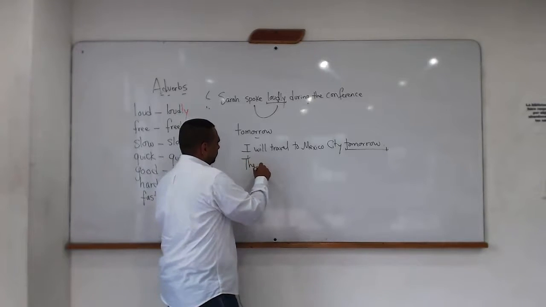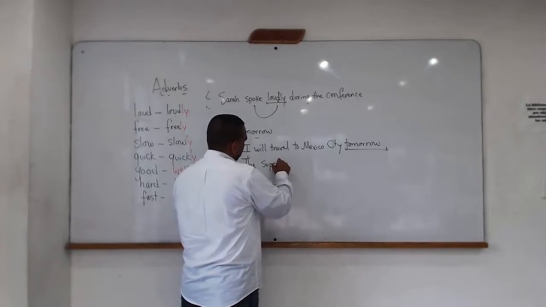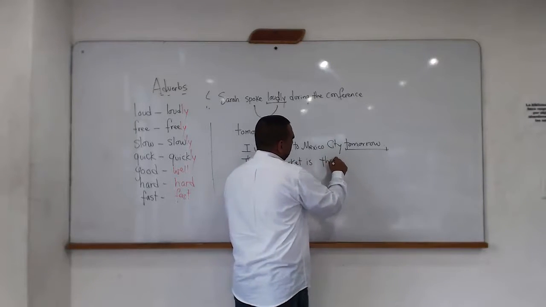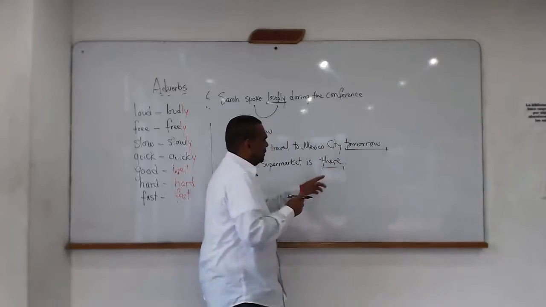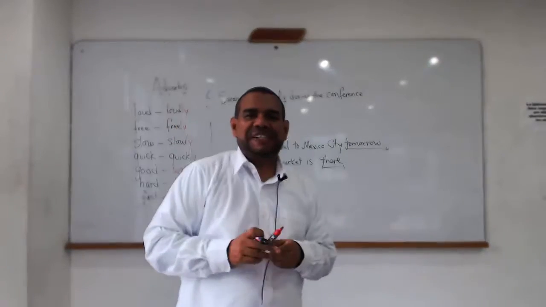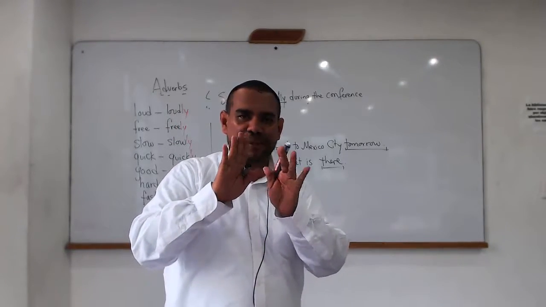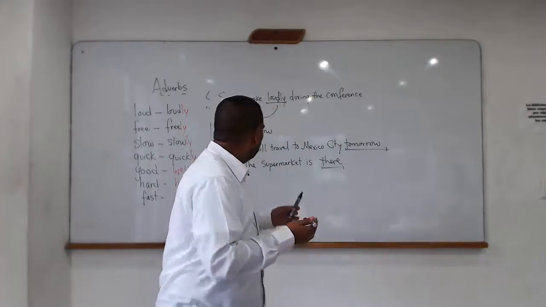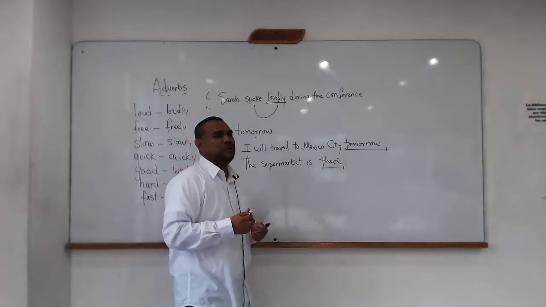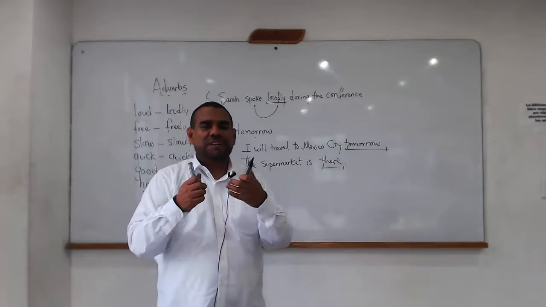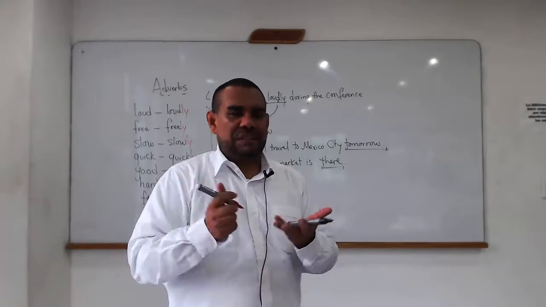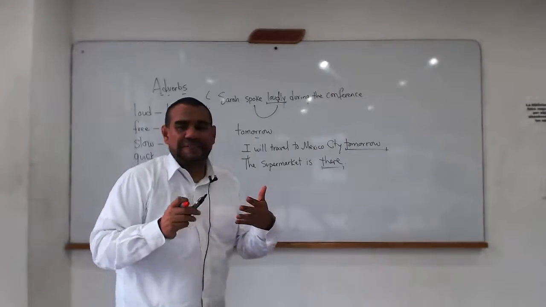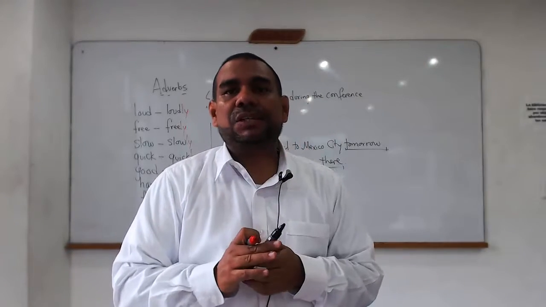Another one. The supermarket is there. It doesn't answer the question how, it doesn't answer the question when, but it answers the question where. So the supermarket is there. Well, there are also some examples related to adverbs. Okay, now I think everything related to adverbs is clear.